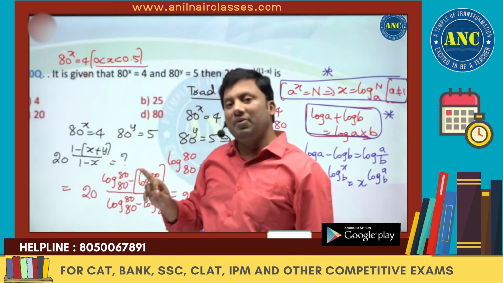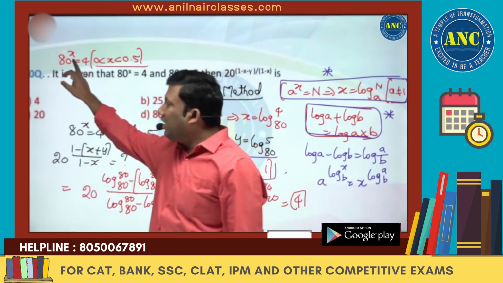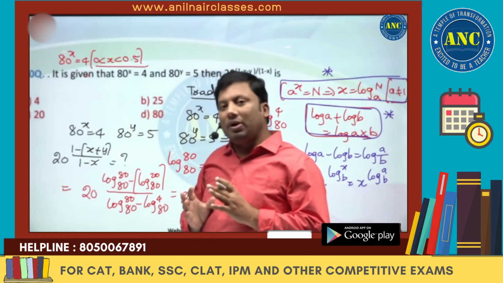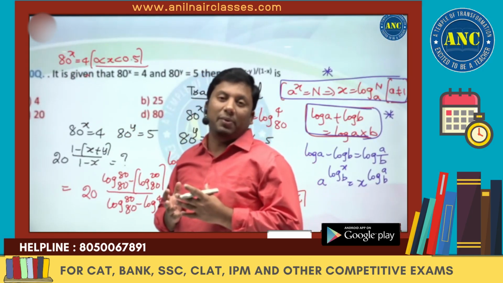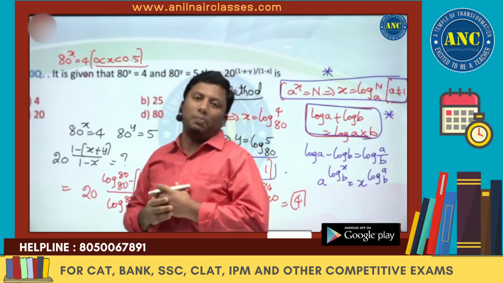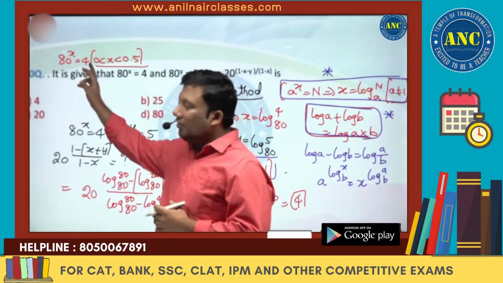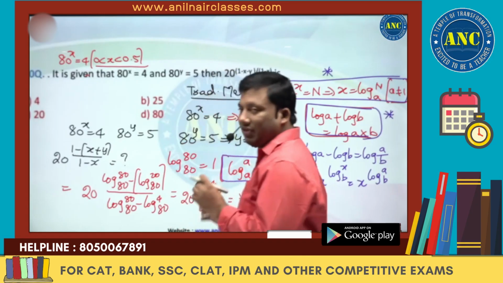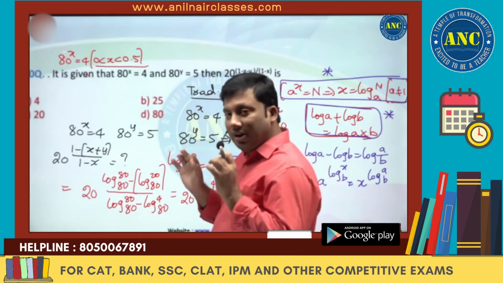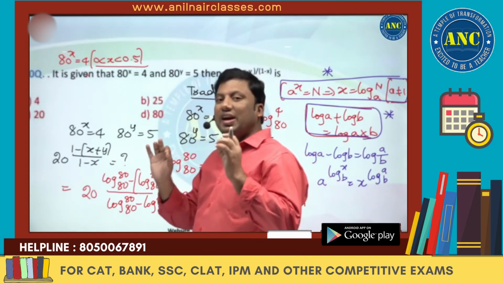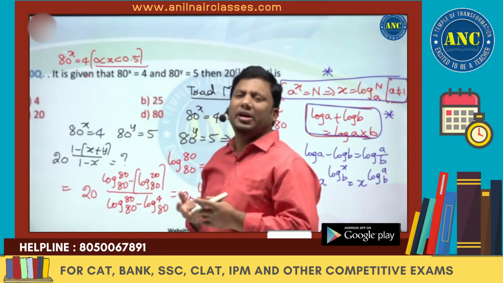What is 80 power 0? It is 1. 80 power 0.5 is less than 81 power 0.5, and 81 power 0.5 is 9. So obviously 4 is less than 9. That means 80 power x equivalent to 4 means x is greater than 0. Definitely it should be greater than 0.